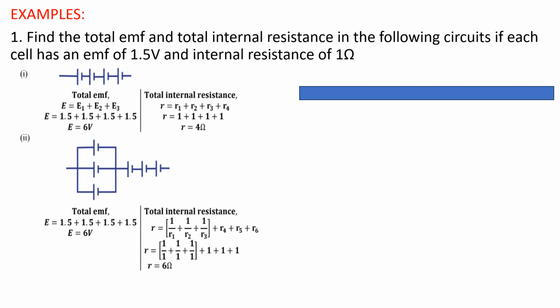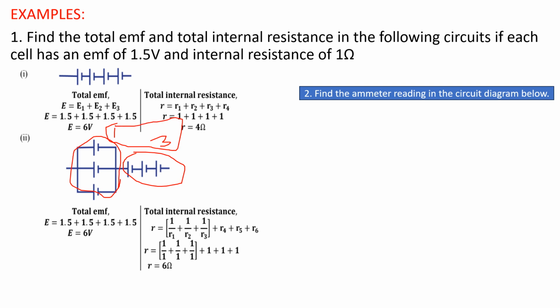Examples: we are still going to use those equations for EMF. If they are in series, we just add them, and effective resistance, we add them. If they are in parallel, okay, so this is a mixed arrangement, parallel and series. This one is in parallel, so they become 1. Then these here are in series, so they become 3. They have the same voltage, and these are 4 dry cells.